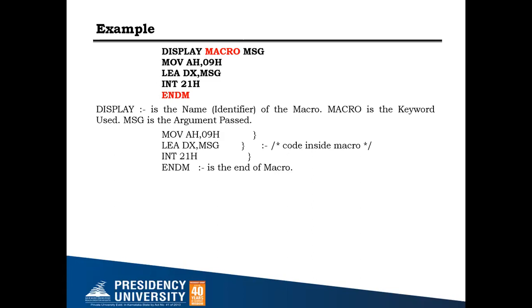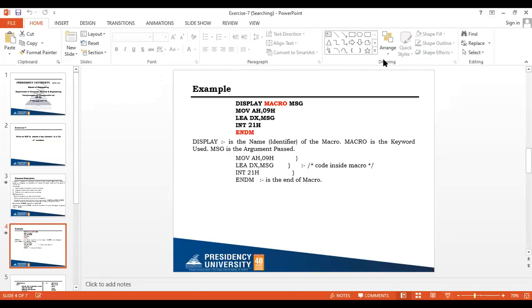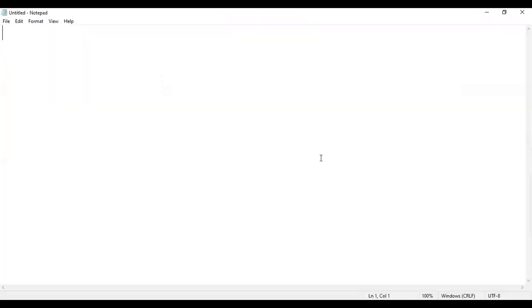Now, let me explain an assembly language program to search a key element in a list of numbers. The output for this program will be either key found or key not found. So I'll just open a notepad and explain the program. The first line of every program says .model small. It is an assembler directive which tells the assembler that I'll be using one code segment and one data segment.